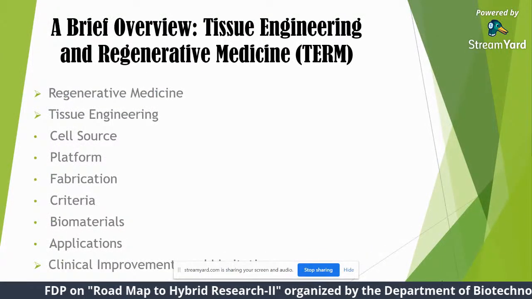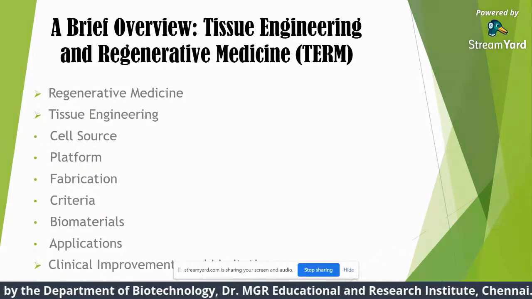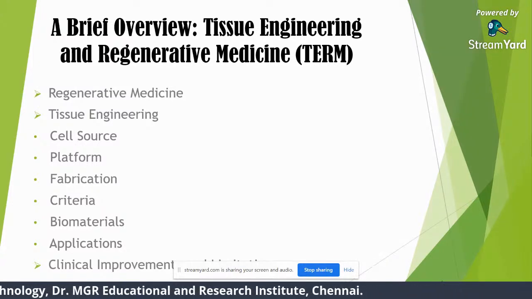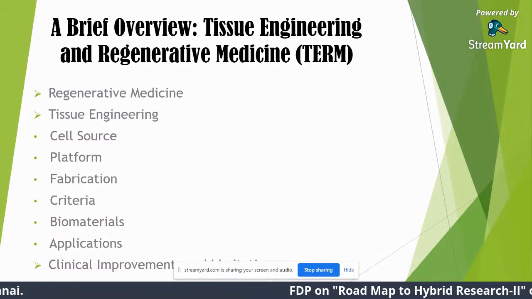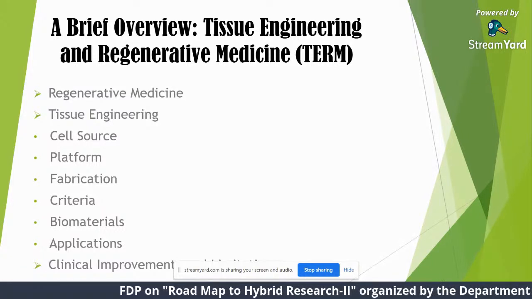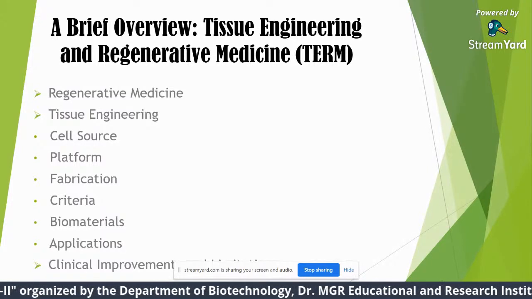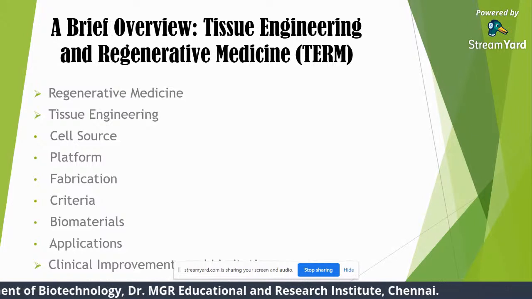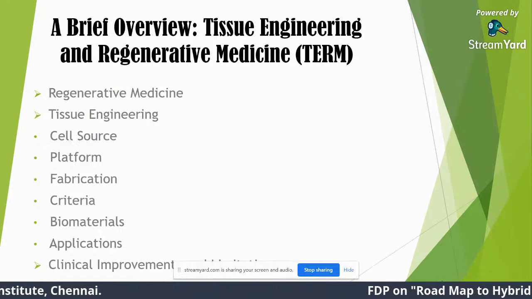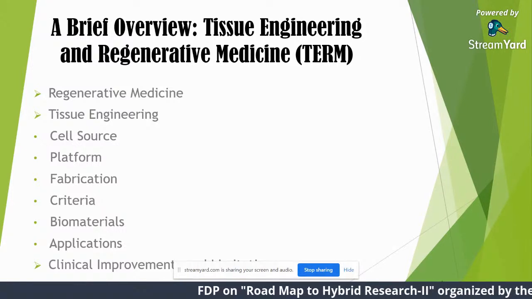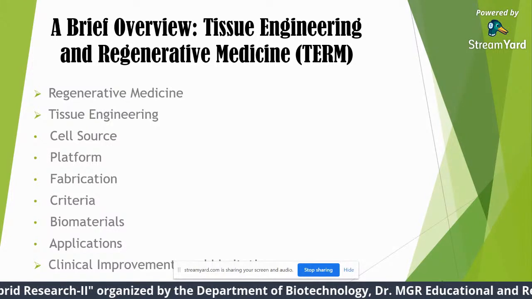So, as I said, this is going to be an overview of today's topic. In this, I'm going to talk about regenerative medicine, tissue engineering, cell source platforms for the cells we are going to culture, and what type of materials we are going to use for scaffold fabrication. There are also particular criteria for the scaffold fabrications, and we are going to talk about the biomaterials and application, and finally the clinical improvements and current limitations in clinical applications.